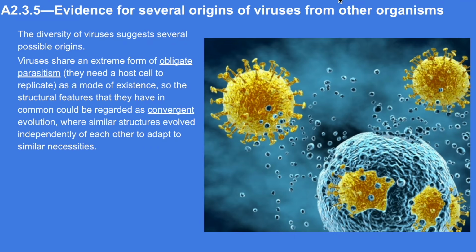Okay, viruses are a form of obligate parasitism, meaning that they need a host in order to survive. They have to be a parasite or they can't do their viral job. So we call this convergent evolution, that we think that there could be multiple evolutionary origins of viruses.